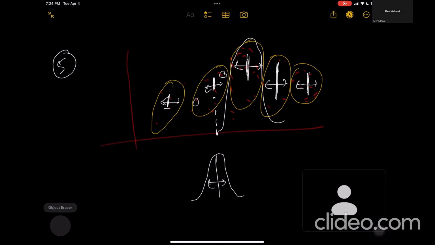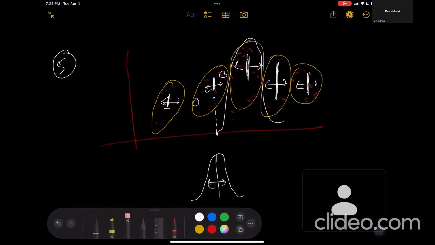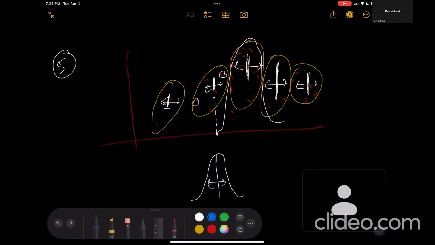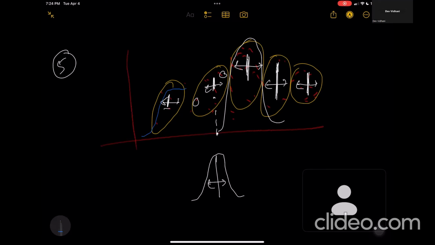If I have to put one probability distribution for all of these points that I see over here, the probability distribution for all these points would look something like this.